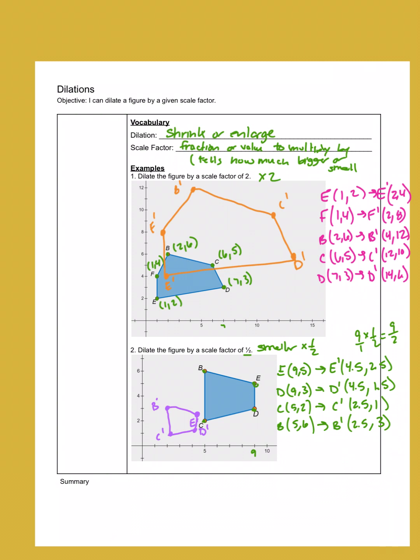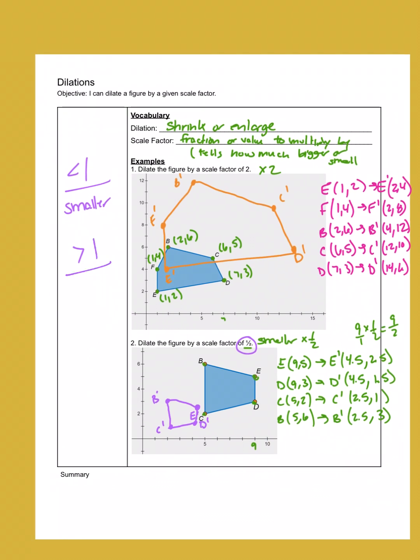And you can tell by the number. If we have a scale factor smaller than 1, then it's going to get smaller. And if our scale factor is bigger than 1, it's going to get bigger. If it's just 1, it would stay the same size. It wouldn't change at all. So it's either going to be less than 1 or it's going to be bigger than 1.